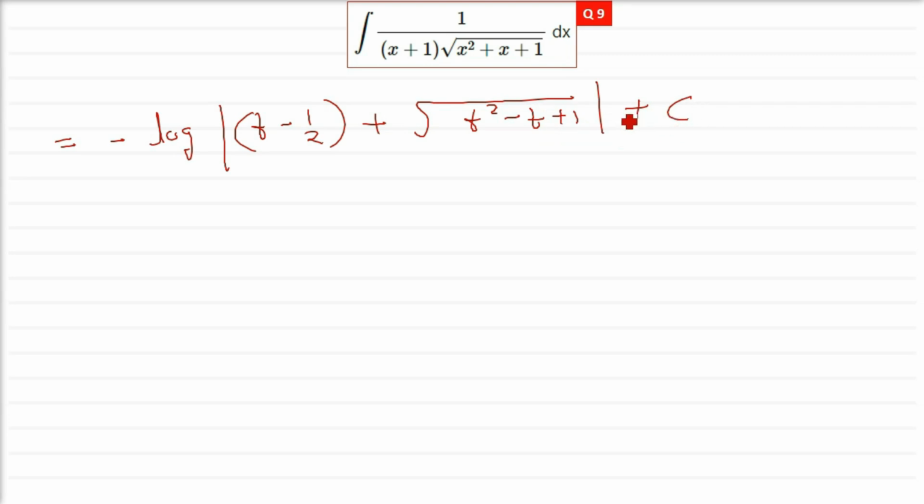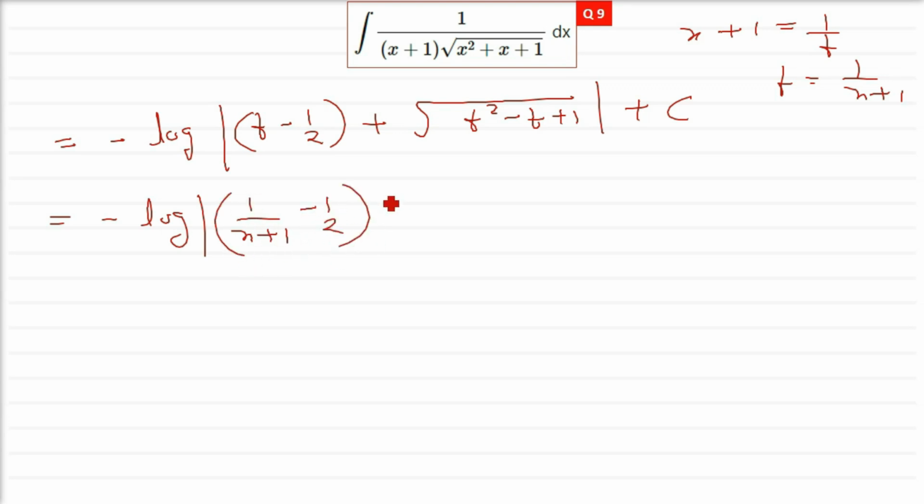plus a constant of integration. Now if you remember, x plus 1 was taken as 1 by t, so t will be equal to 1 by x plus 1. So minus log modulus of 1 by x plus 1 minus half you can write. You can keep it like that. Don't worry about resolving it. And t square minus t plus 1 will give you what? You can write 1 by x whole square minus 1 by x plus 1 and plus 1. So when you resolve this, the final result will come like this.